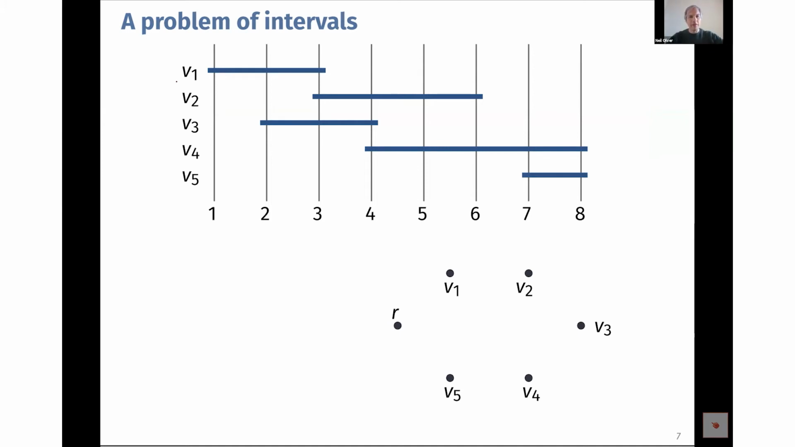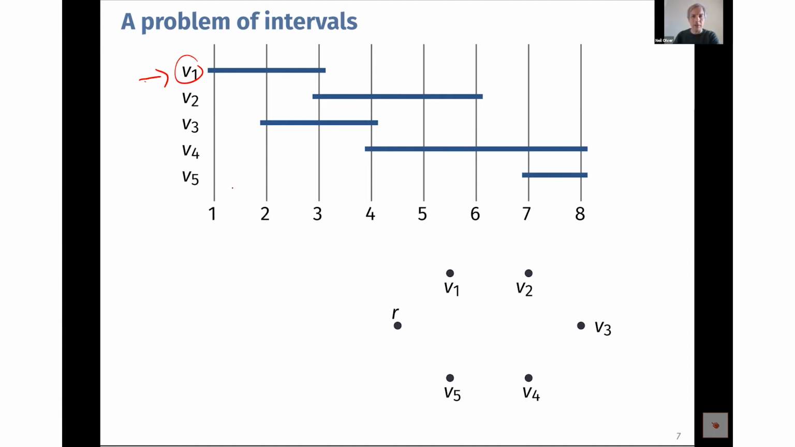Now, for each location, we have an interval of time. These vertical lines represent days, so time periods. Each demand has an interval, and we must satisfy the demand within that interval. So here, V1 has the interval 1, 2, 3. It means we must visit V1 on at least one of those 3 days. V2 must be visited on one of the days 3, 4, 5, 6, and so on. But there are no holding costs as long as we deliver somewhere on those set of days.